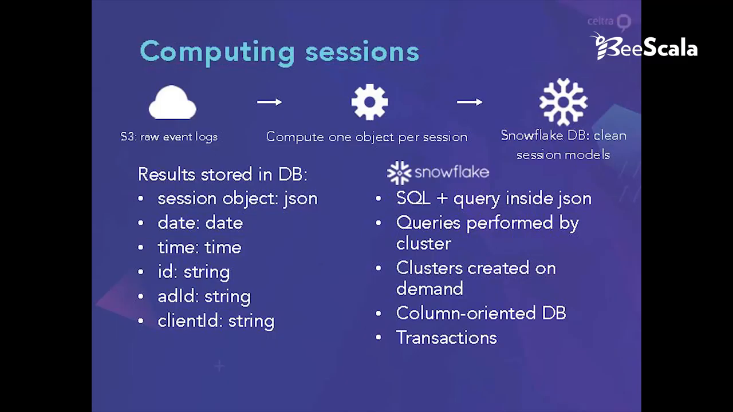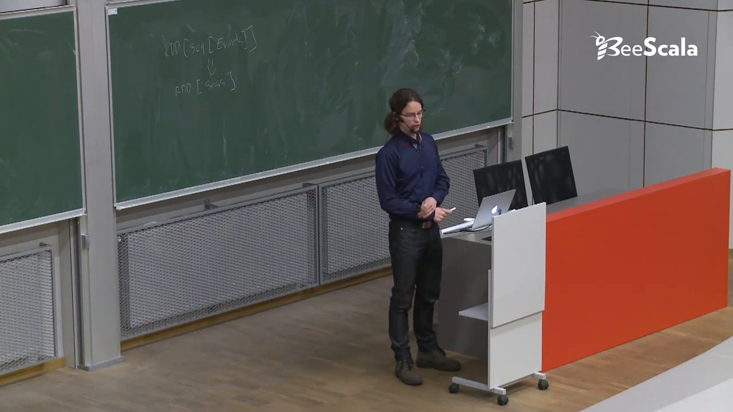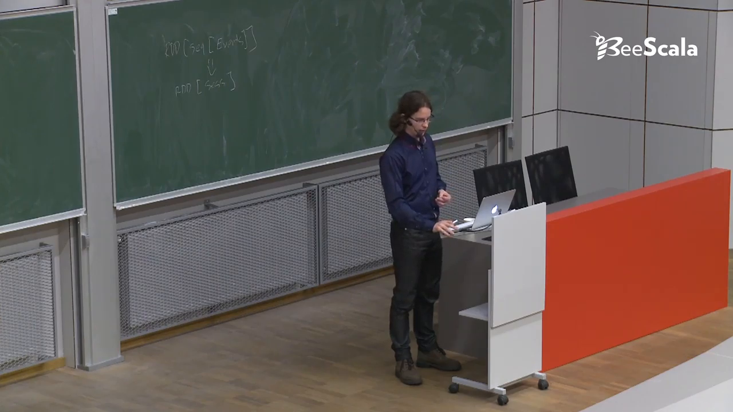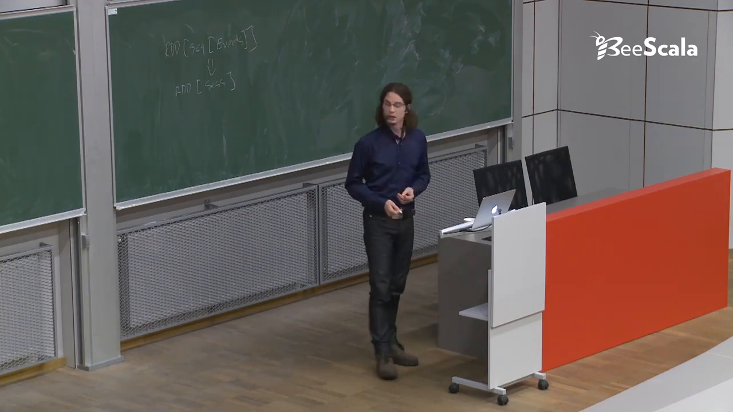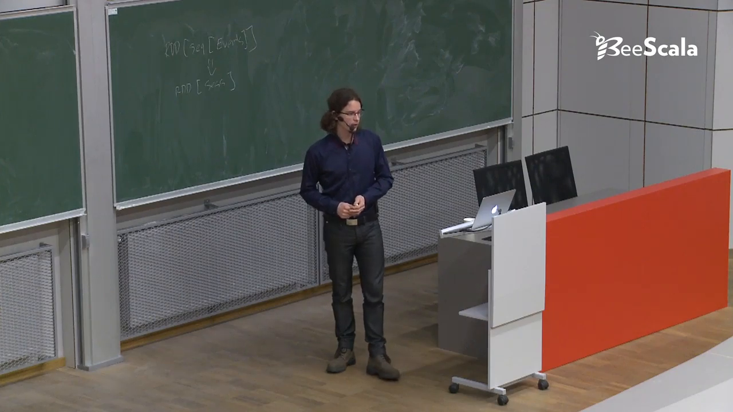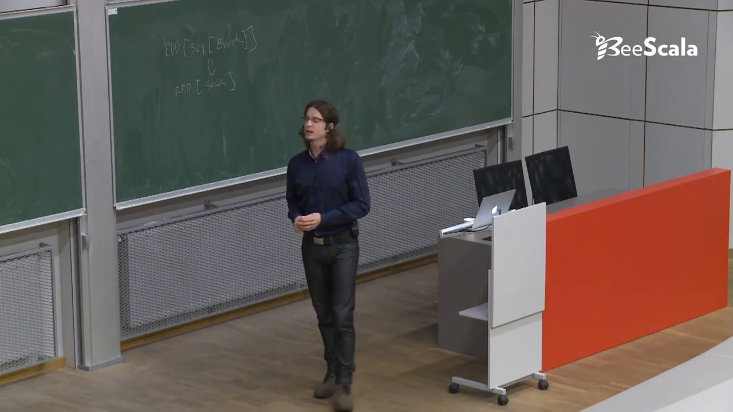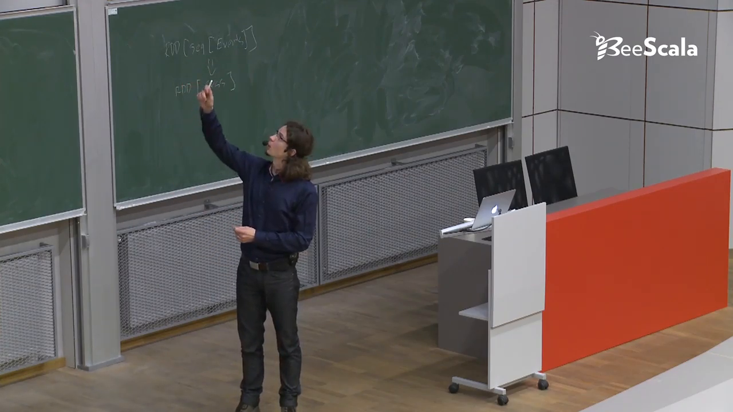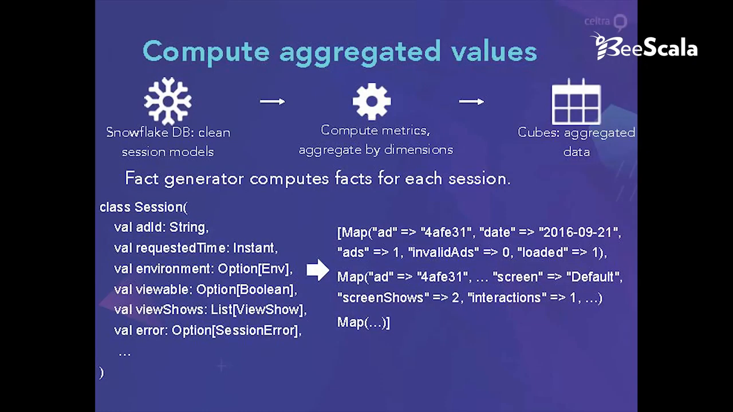Okay, and now for the second Spark job that we do from these sessions, we have to compute the metrics that our clients are interested in. So we have this fact generator that takes a session element and computes facts. And facts are just maps. For instance, this first one says that one ad happened, it wasn't invalid, it was loaded, it happened on this date, and for this ad ID.